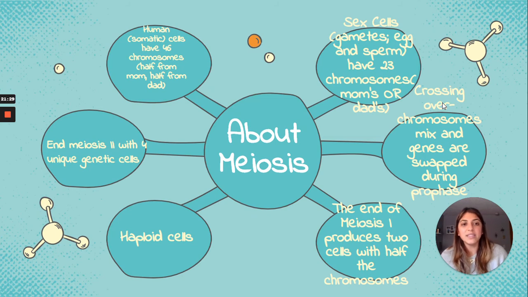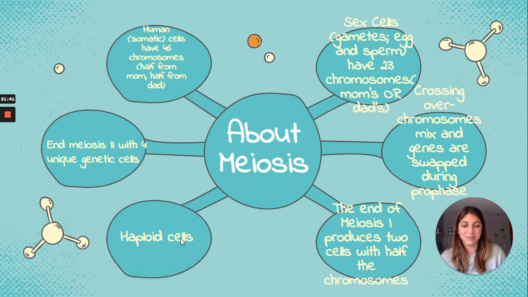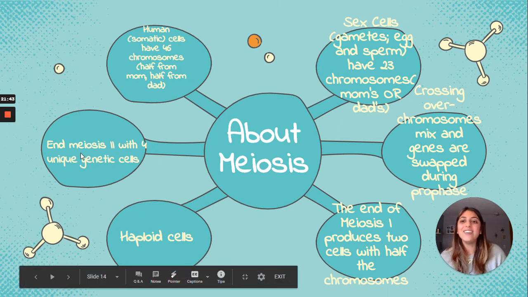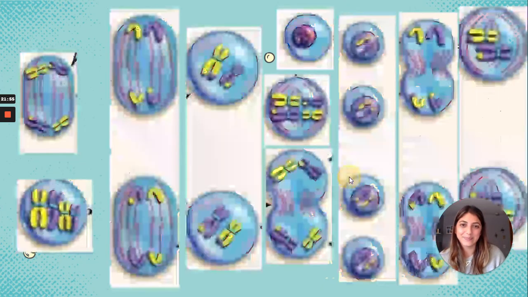Crossing over happens in meiosis when chromosomes mix and genes are swapped during prophase 1. The end of meiosis 1 produces 2 cells with half the chromosomes. We call these half-chromosome cells haploid cells. At the end of meiosis 2, we have 4 genetically unique cells. Human somatic cells have 46 chromosomes, and they do not go through meiosis.